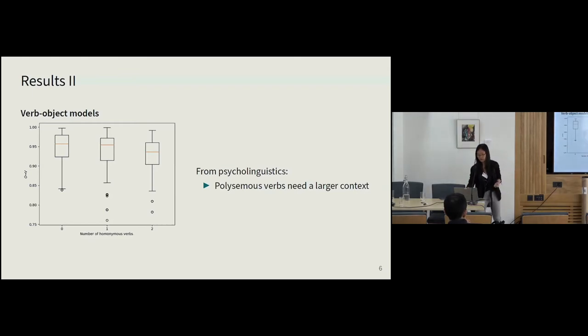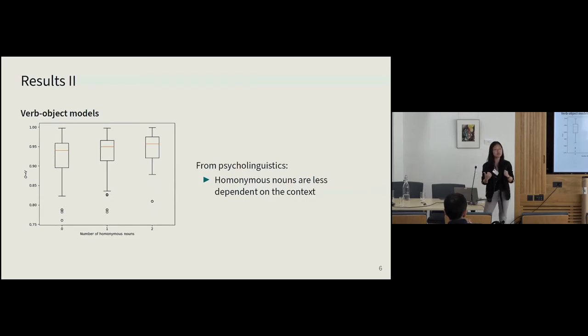When you look at the levels of ambiguity of the nouns, we also find something pretty nice, which is that when both nouns were homonymous, the causal fraction from object to verb went up again. This is also consistent with psycholinguistics, because a homonymous noun needs a lot less context to be disambiguated, and therefore the object will be disambiguated a lot earlier than the verb would be.